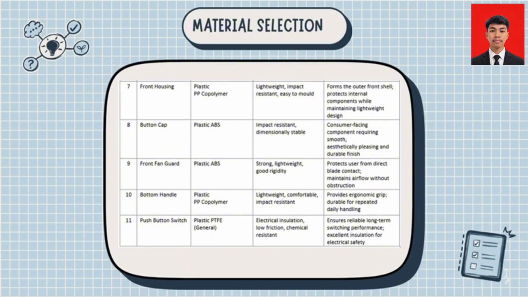We continue for front fan guard. We use plastic ABS also. It protects the user from direct blade contact and maintains airflow without obstruction. For bottom handle, we use plastic PP copolymer. It provides an ergonomic grip, durable for repeated daily handling.